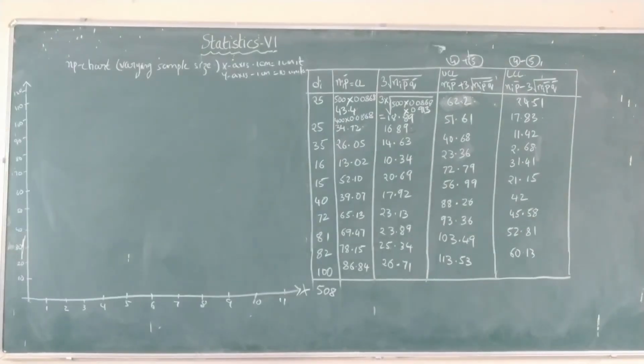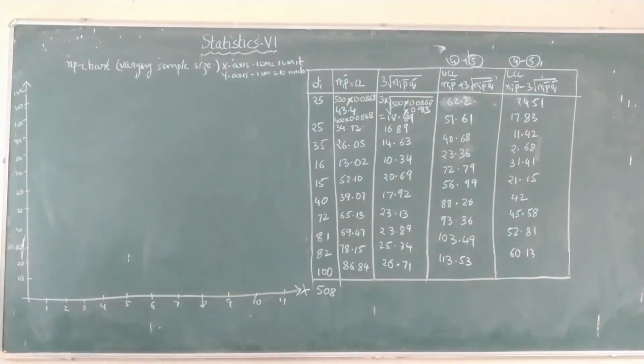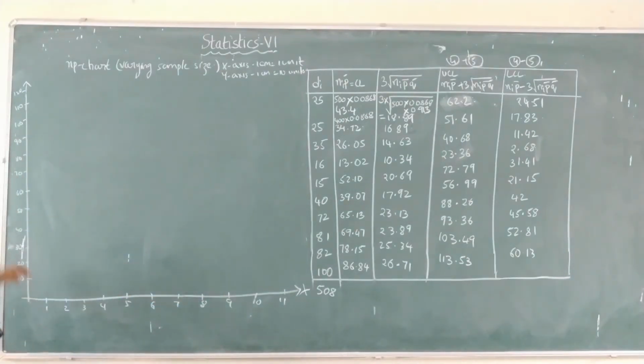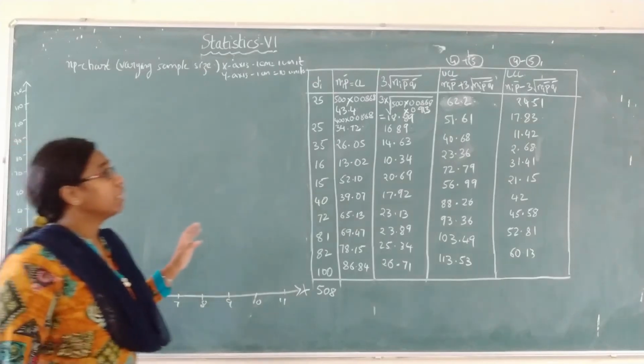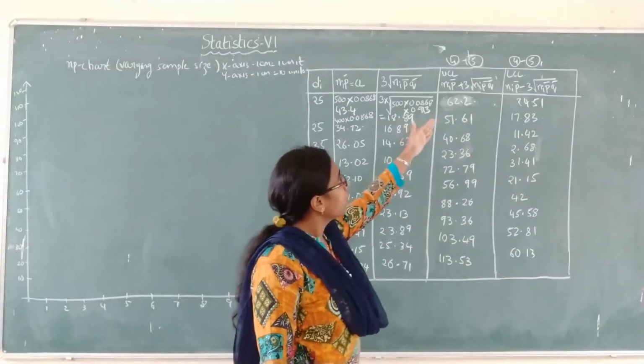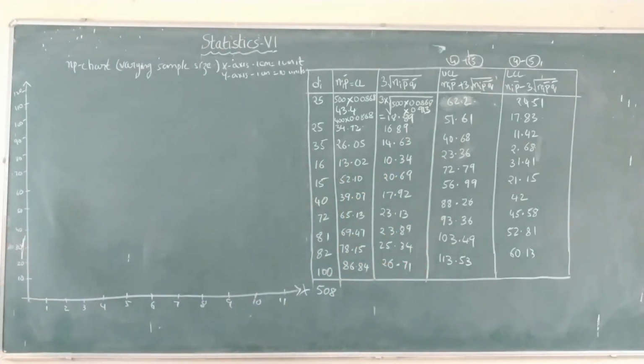Now coming to the graph, that is the NP chart for varying sample size. On the x-axis, take the sample number. You should have at least 10 values because you have 10 samples. On the y-axis, if you observe, the largest UCL value is around 113, so I need values up to 130. On the y-axis, I took the scale as 10 units.